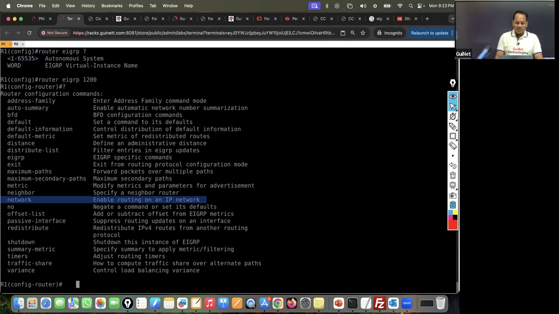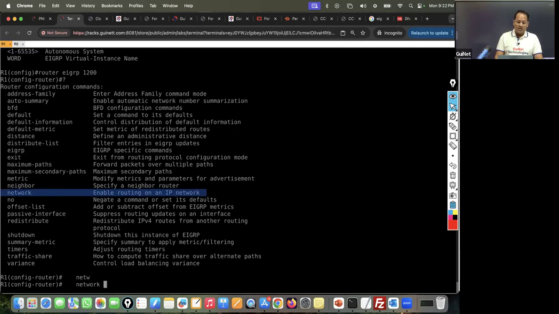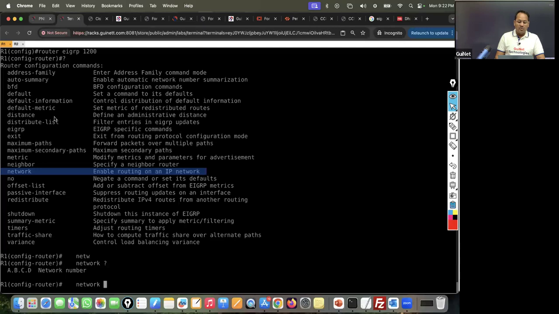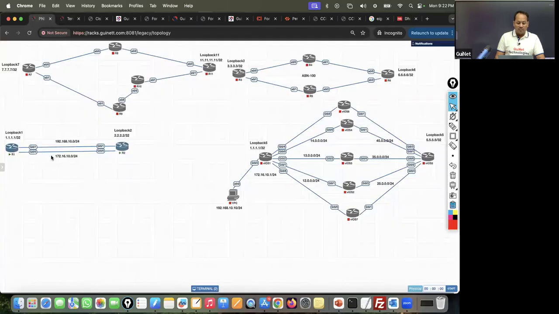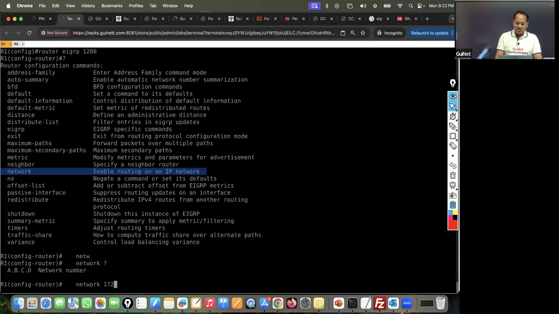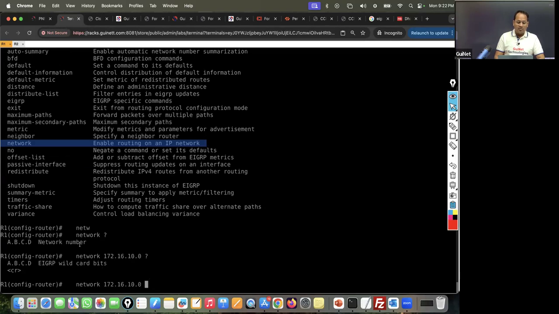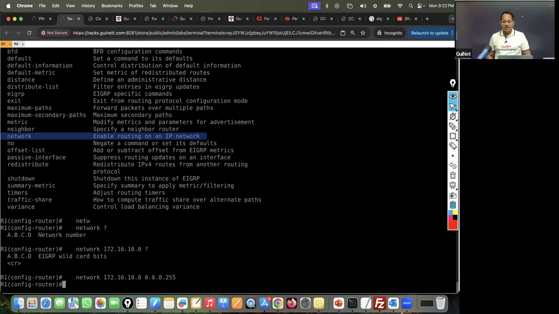So I will go here and use the network. And what network do I want to enable? I want to enable this network. Let's suppose 172, so I will go here and put 172.16.10.0, and I have to give the wildcard. What is the wildcard? It's just the opposite of the subnet mask, and done. So my neighbor has been initiated. The moment I am done, hold on, let me show you what is happening.